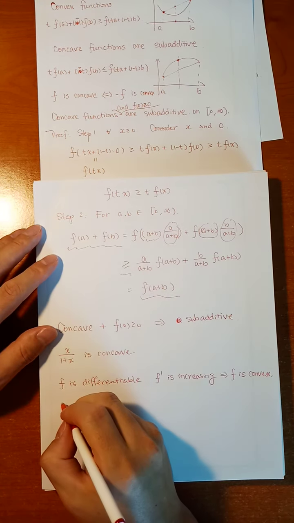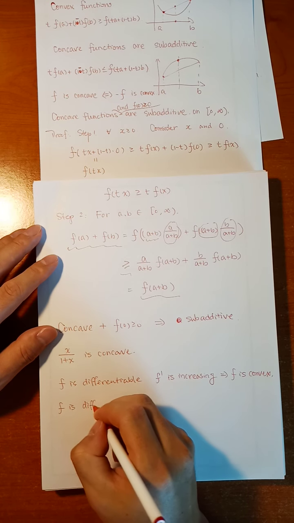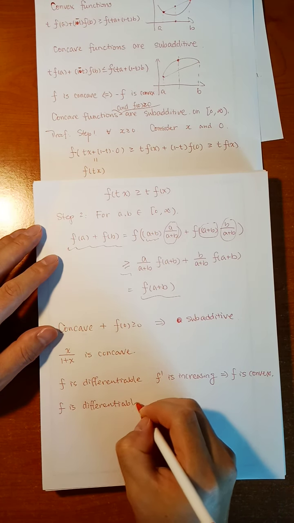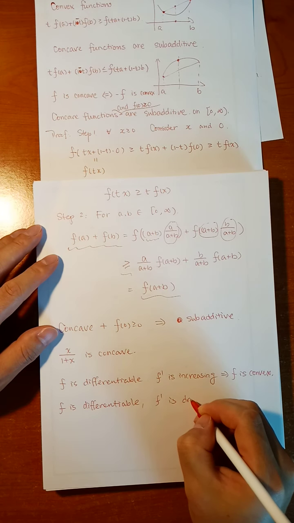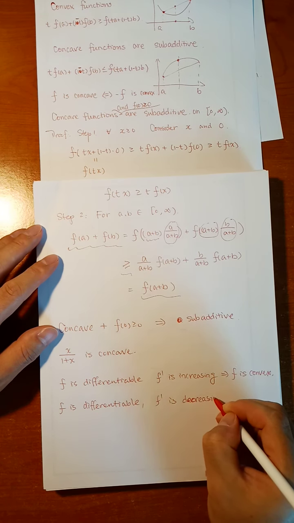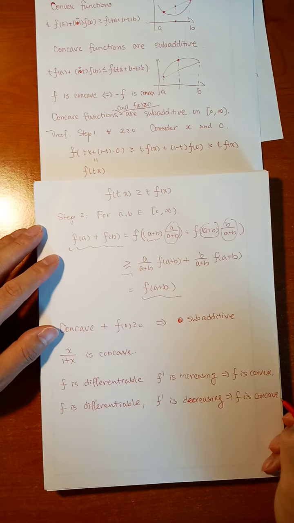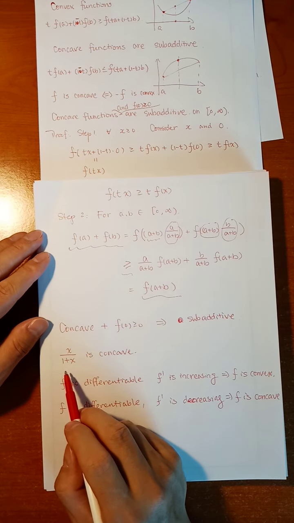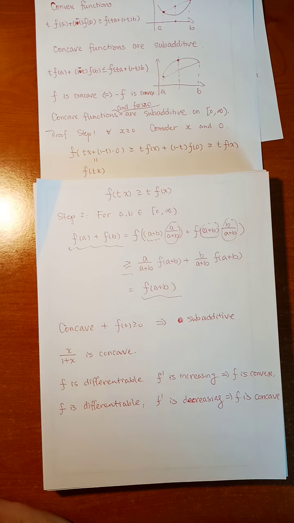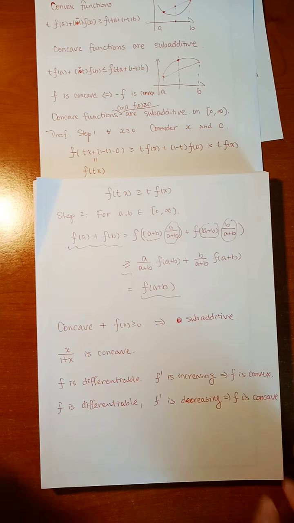Of course, here we can say the similar thing. If f is differentiable, f prime is decreasing, then f is concave. You can check that this one has a decreasing derivative. It has decreasing derivative. Okay, so that's a little argument about the composition between a function with a distance function, a metric function, not distance, metric function. All right.